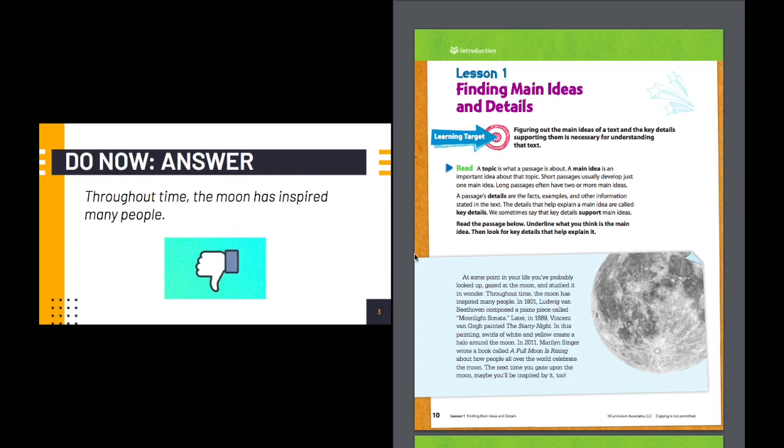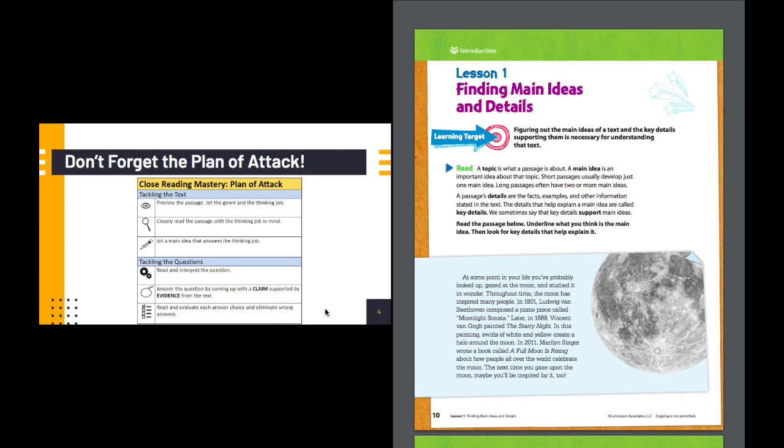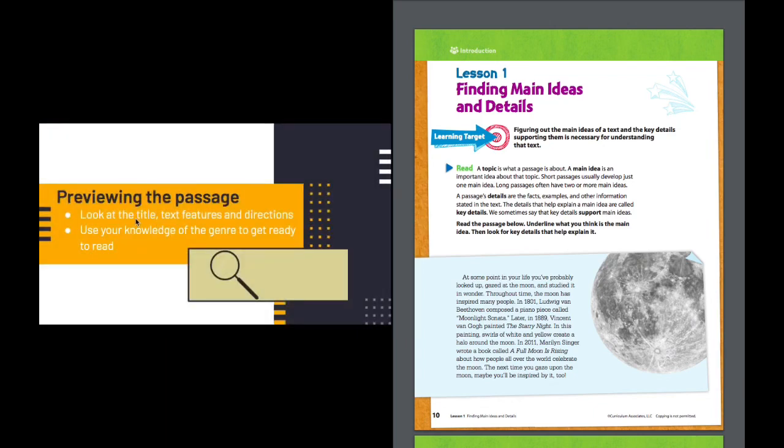We're going to move on to talking through how we're going to use the plan of attack to continue our understanding. So as you guys know, in the plan of attack, there's the tackling the text part. This is really what we're going to focus on today. So first step is previewing the passage, right? When you preview the passage, you look at the title, text features, and the directions. And then you use your knowledge of the genre to get ready to read. And of course, you jot your genre and your subject.